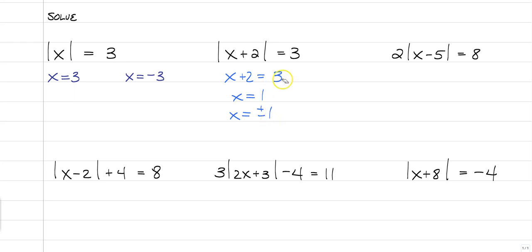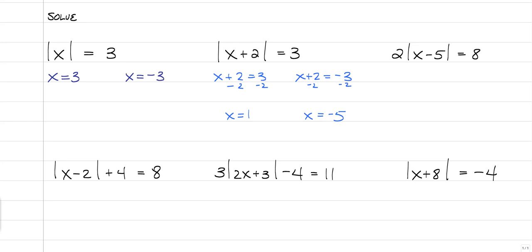So what you do again is you take your inside and you set it equal to 3. You take your inside again and you set it equal to the opposite of 3. So now you subtract 2 from both sides and you get x is equal to 1. And then you subtract 2 from both sides and you get x is equal to a negative 5. Okay? So that is solving.